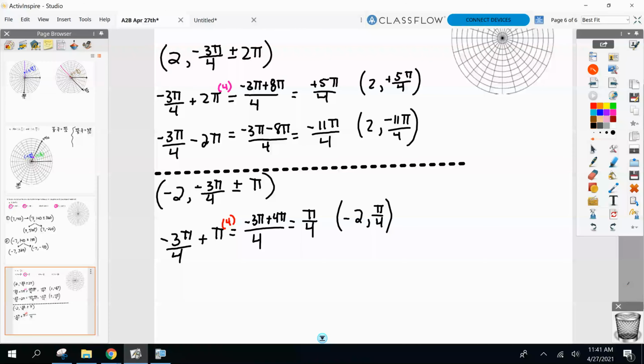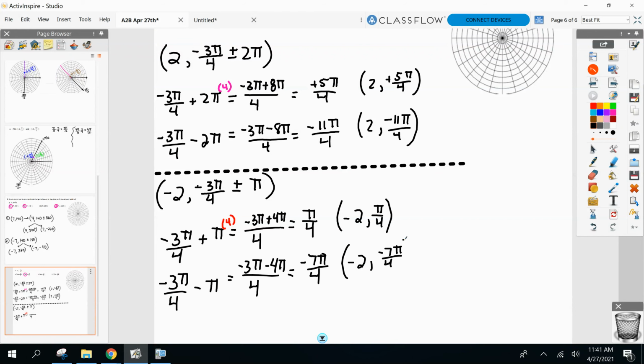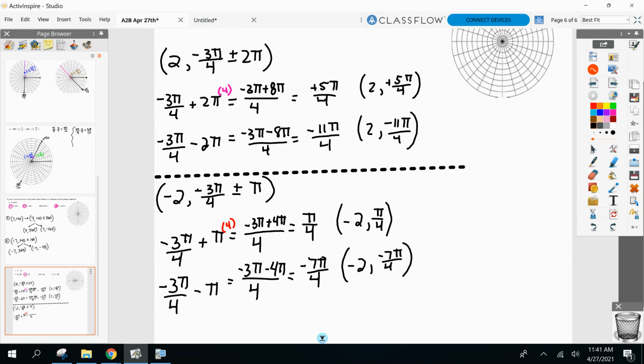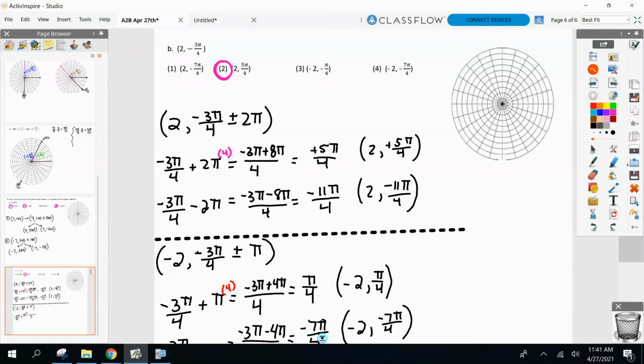One more point. Negative 3 pi over 4 minus pi. Now I'm just going to subtract. So minus 4 pi instead of plus. So the other angle could be negative 7 pi over 4. So negative 2, negative 7 pi over 4, which I believe is a choice. Yep, choice 4. So these two could be the same location as the original.